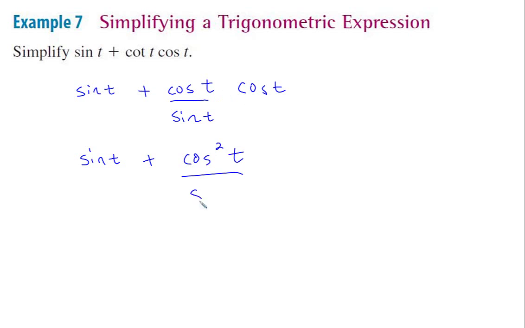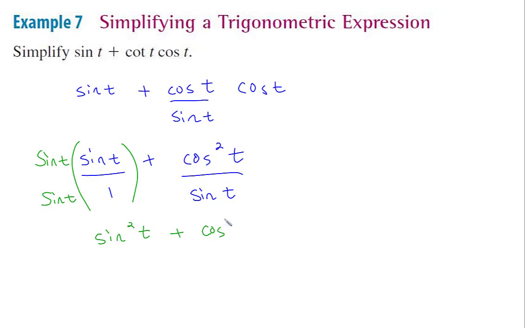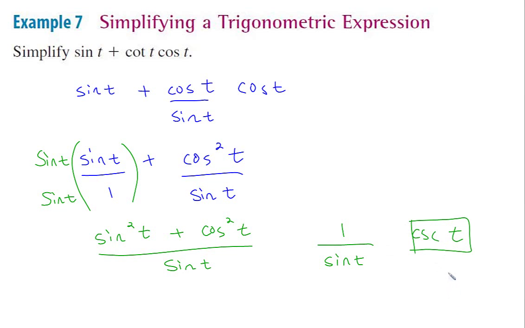because we're multiplying these, over sine t. And then we need to get a common denominator, so I'm multiplying by sine t over sine t. We're going to end up with sine squared t plus cosine squared t all over sine t. You have to recognize right here, hey, that's one of our Pythagorean identities. That's really just 1. So we get 1 over sine t, the reciprocal, which gives us cosecant t as our answer. Okay?